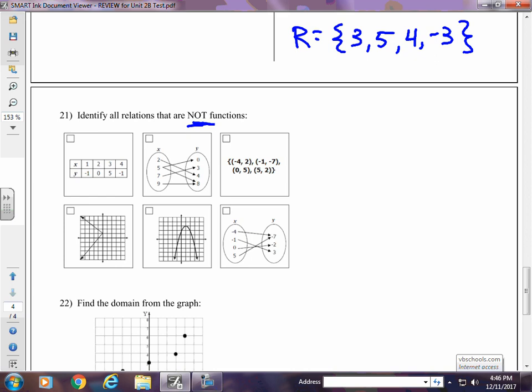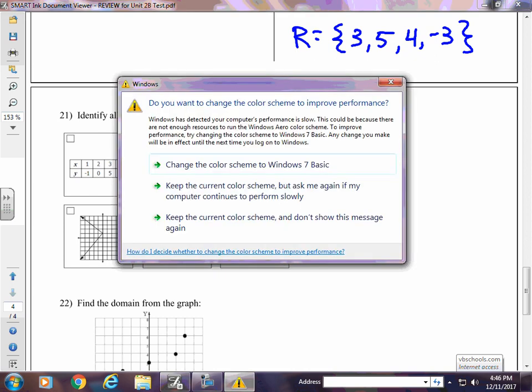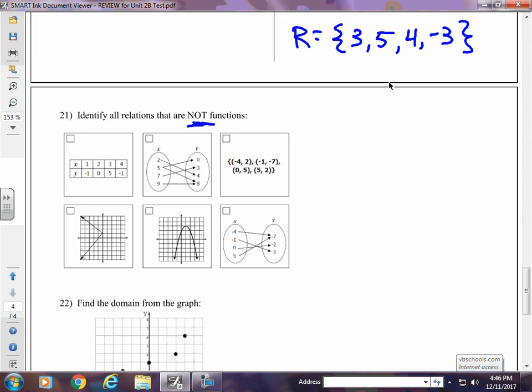Okay, when you look at mapping, the picture with the ovals, you want to see if any number has more than one arrow coming from it. If you see the 5 right here has 2 arrows coming out from it, which means that 5 has been used twice. You cannot use the same x value twice. So that means that one is not a function. So you want to pick that one. When you go to your ordered pairs, again, you're looking at the x values to see if anybody's been used twice. Nobody has, so that is a function. We don't want to pick that.